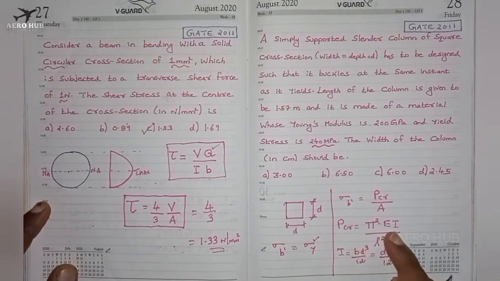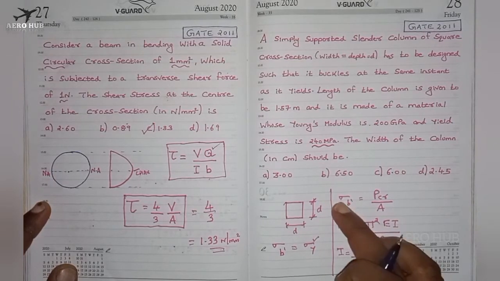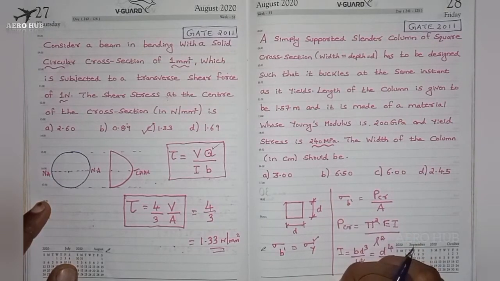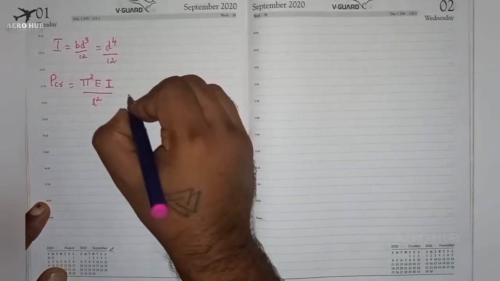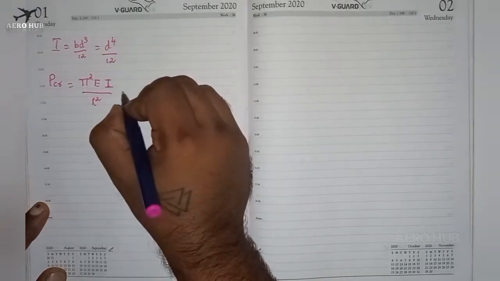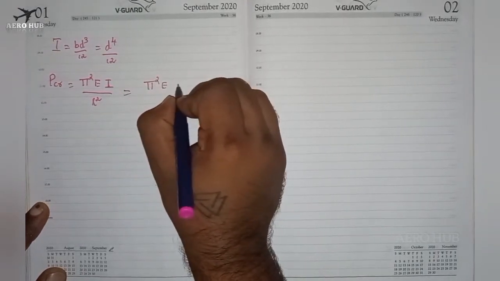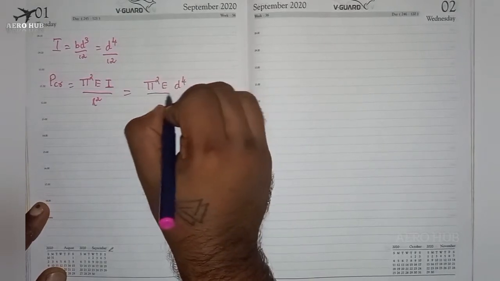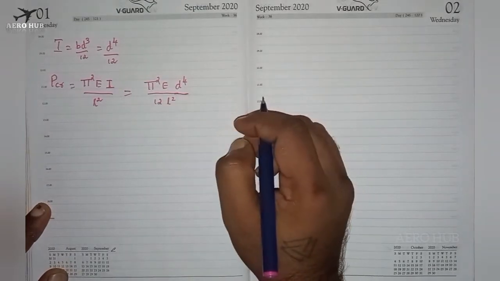Now we will substitute the value of E, I and L square, and then we will find out the value of buckling stress. We found out the value of moment of inertia. I will substitute in the equation to find out the critical buckling load. That is pi square into E, I is D power 4 divided by 12, L square. So we got the value of critical load.